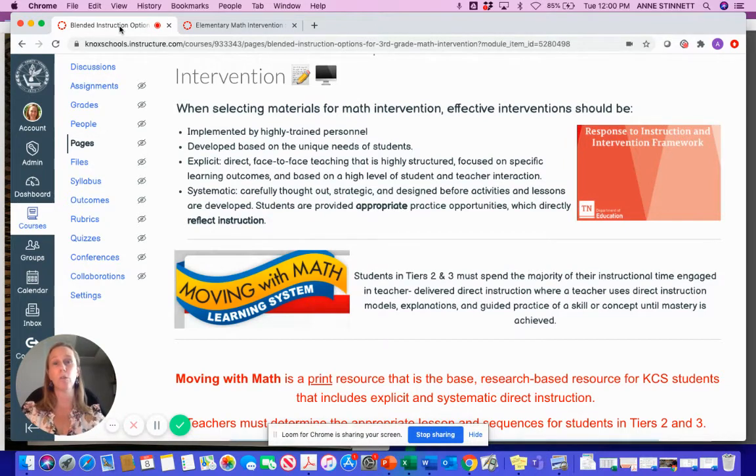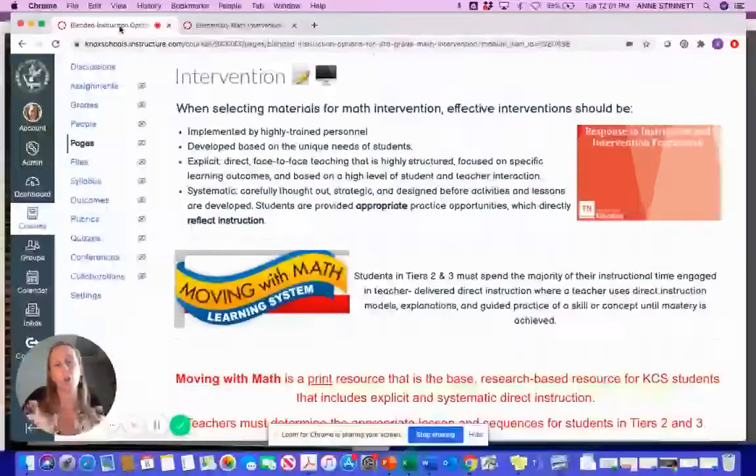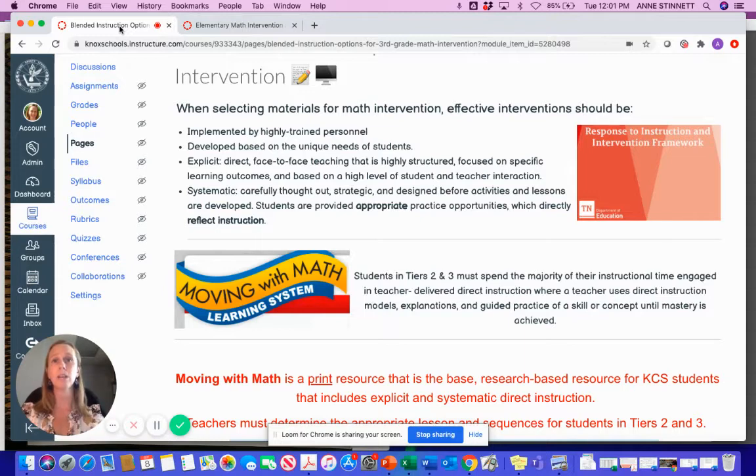The other two most important components of a good intervention for math is that they're explicit and systematic. That systematic piece is carefully thought out. It's designed for the students to provide appropriate practice. That's the collaboration piece, and it should reflect instruction in the classroom. The explicit part is where students and teachers are face-to-face, either in person or virtually, whether it's a synchronous class or a small group during core extension. That direct, highly structured face-to-face teaching is necessary to intervene for our math students.